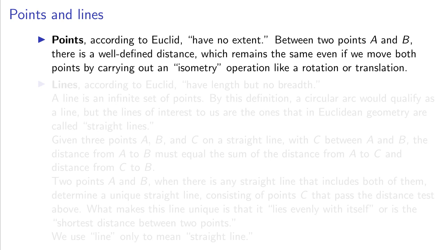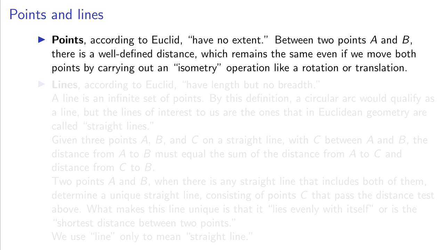So geometries have points and lines, and plane geometries have only points and lines. There's only one plane. What does Euclid say about points? They have no extent. But another characteristic of points is that if you have 2 points, A and B, there's a distance between these points, and you can move the line segment joining A and B around, and whether you translate it or rotate it or reflect it in something, the distance between the points A and B stays the same.